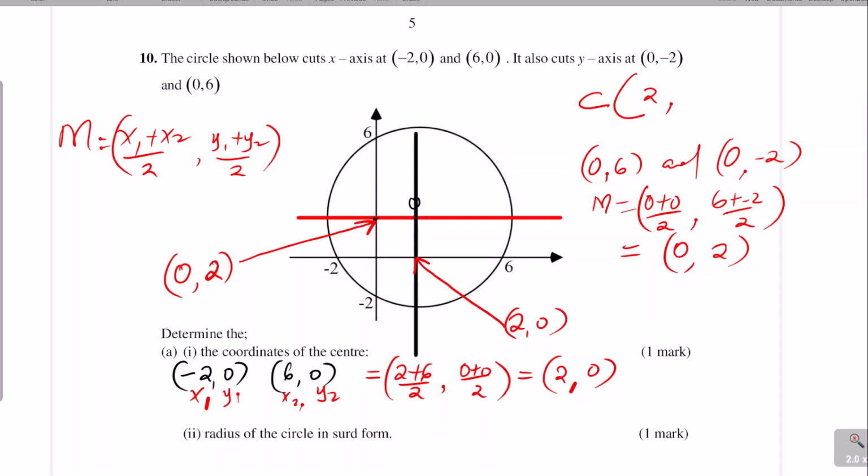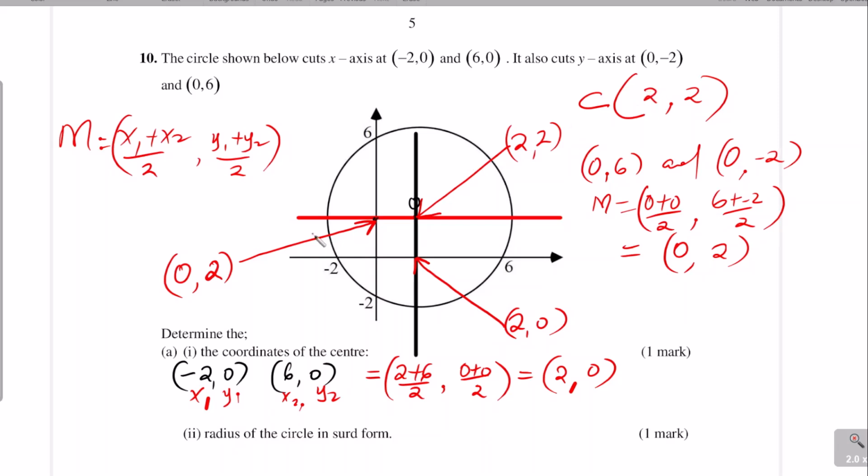So therefore, the y coordinate of the midpoint of this chord will give us the y coordinate of the center of the circle. So the center of the circle now is (2, 2). Having this midpoint, we got it as (2, 0).